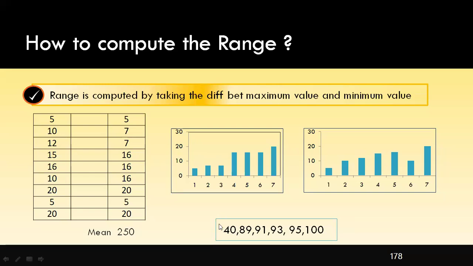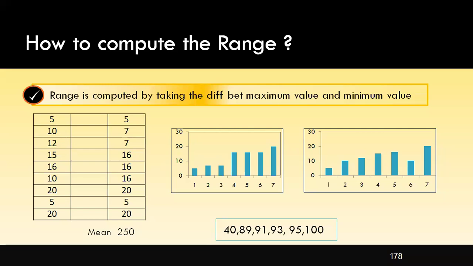Fine. So here the 40 is the outlier. If you remove the 40, what is the range? 100 minus 89, how much? 11 only, right? But if you take into account the outlier 40, it shows 60. A higher range value tells us more the spread. So a lesser range value tells us lesser the spread.